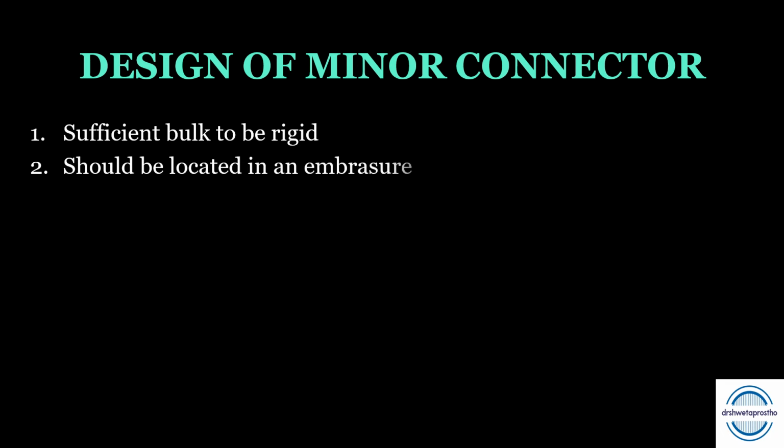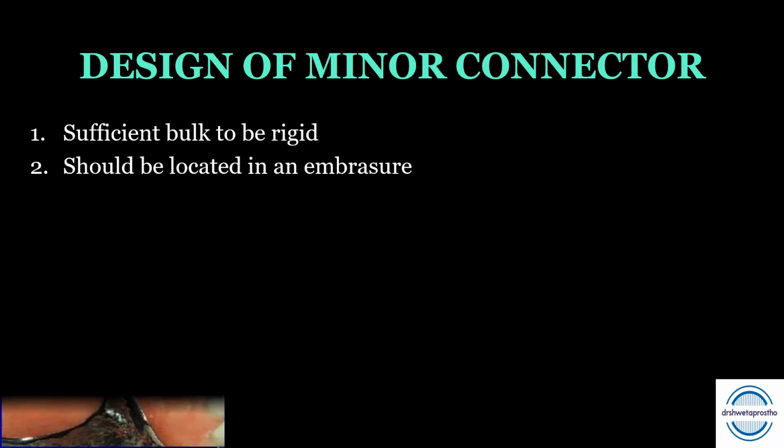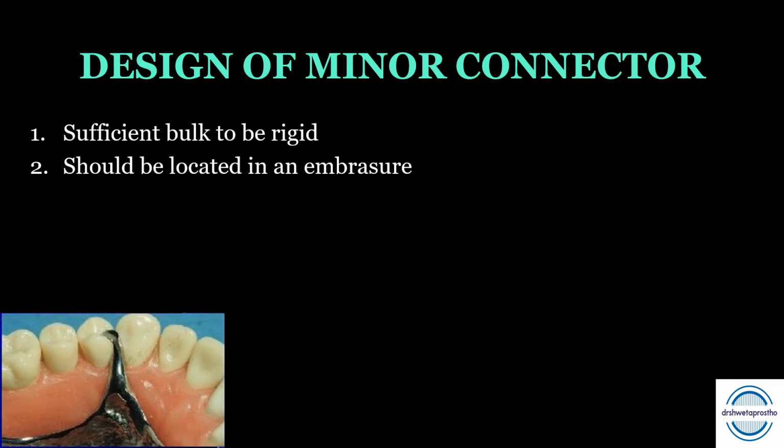Design of the minor connectors. Here are a few points which are very important when we are designing the minor connector. First, it should have sufficient bulk to be rigid so that it makes the framework rigid and all the components work effectively. Second, it should be located in the embrasure area. When contacting on the axial surface, it should not be located on the convex surface, but instead it should be located in the embrasure area where it will be least noticeable to the tongue.